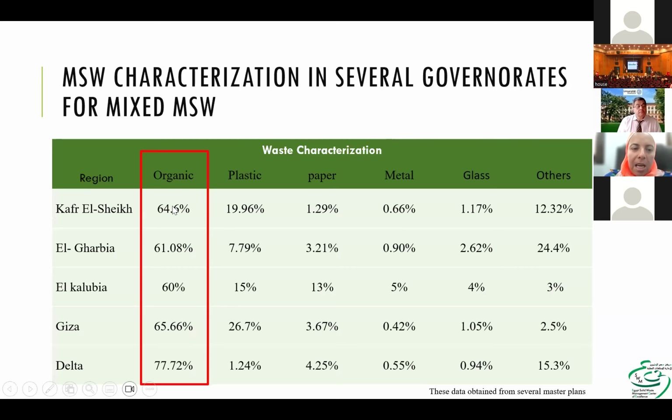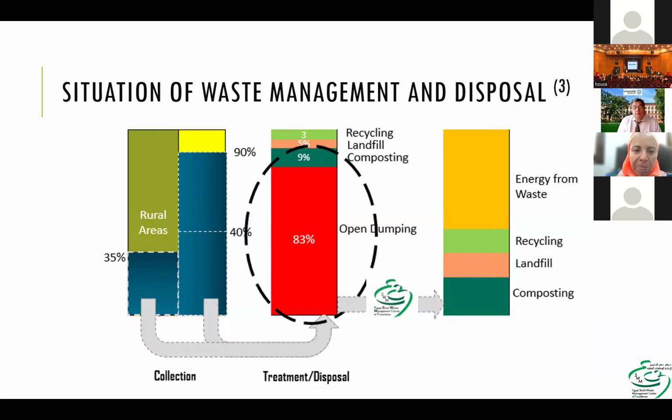As you can see, in the different governorates, the concentration of organic waste is almost 60 to 70%. That's why the major problem here in Egypt is how to manage organic municipal solid waste in a proper way. This is the situation, unfortunately, for the collection.